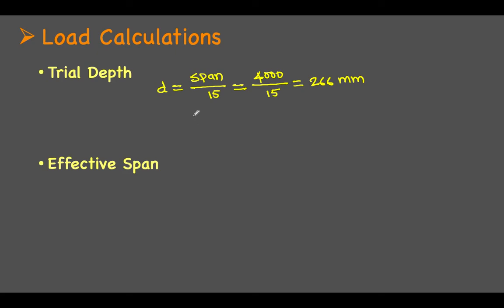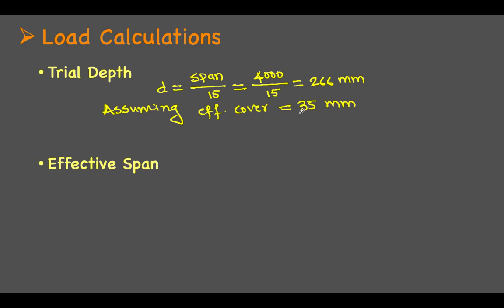Now we have to assume effective cover. I will not be assuming the diameter of bar, and I will not be considering Table 16 of IS 456, because we will directly assume the effective cover as, say for example, 35 mm. In slab we have seen the effective cover we take as 20 mm, 25 mm or 30 mm. But in case of beams, the effective cover we have to provide is 35 to 50 mm.